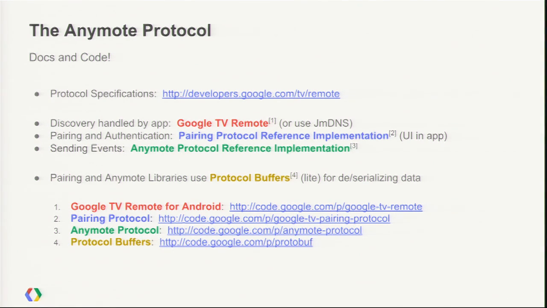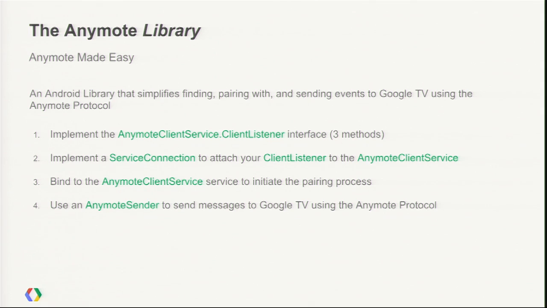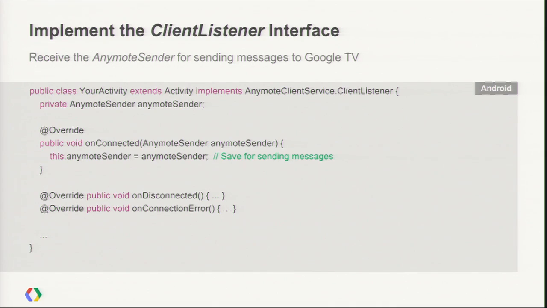The important thing is that there's a lot you'd have to do to actually get started. We recognize this. We launched this code last year, the reference implementations, but there was still a high barrier to implement it. So very recently we made the Google TV Anymote library for Android developers, which works really similar to the other implementation that I showed you. Basically, the major steps are: you implement the client listener, you open up the service connection, you bind to the Anymote client service, and you start sending events. I'm going to speed through this a little so Dave has enough time to give his demo.